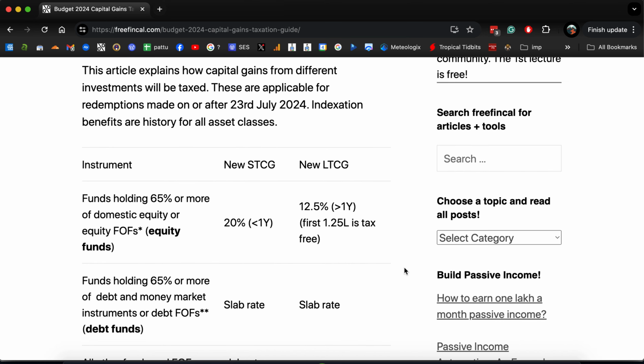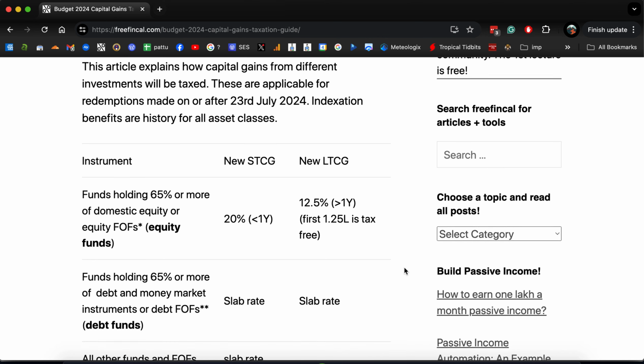Like I said yesterday, there are now three types of mutual funds. One is equity mutual funds. These are funds holding 65% or more of domestic equity. And equity fund of funds are slightly differently defined. I'll talk about that below. For equity mutual funds, the new short-term capital gains tax is 20% for a holding of less than 1 year. The new long-term capital gains tax is 12.5% for greater than 1 year, and the first 1.25 lakh is tax free.